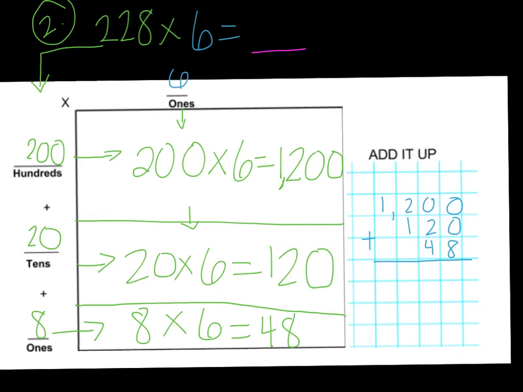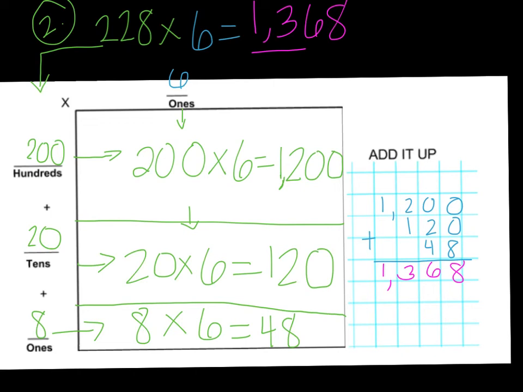Alright, we're going to add those up. 0 plus 0 plus 8 is 8. 0 plus 2 plus 4 is 6. 2 plus 1 is 3. And 1 plus nothing is 1. So my answer, or my total, is 1,368. Alright, if you think you understand this, then you can stop the video and go to the next activity.